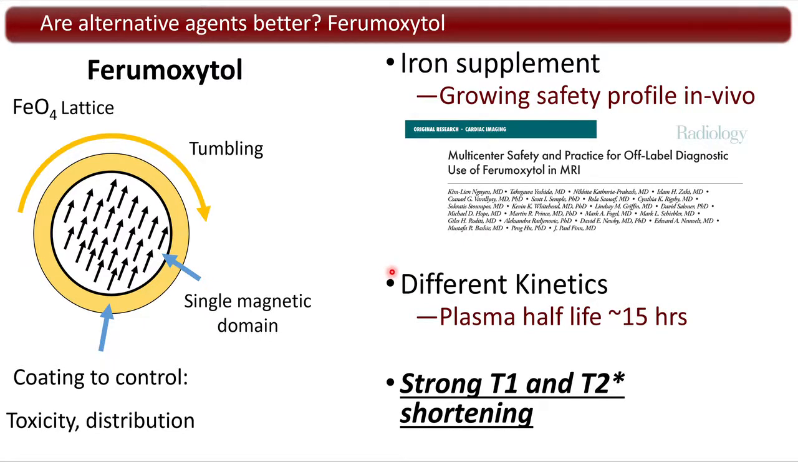It has a plasma half-life of roughly 15 hours, meaning it stays intravascular, and we don't need to worry so much about timing necessarily. Due to its structure, shown here, it has a strong T1 and T2 star shortening, which can be used to exploit and develop contrast.